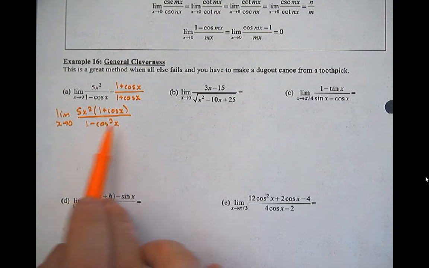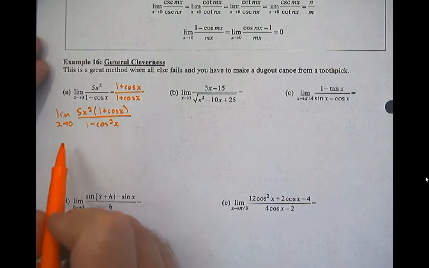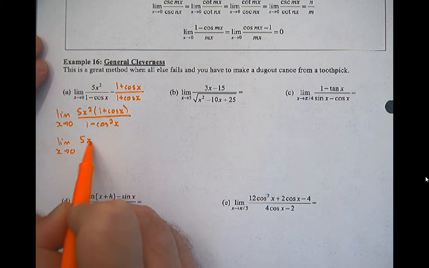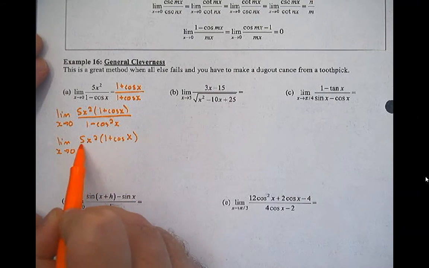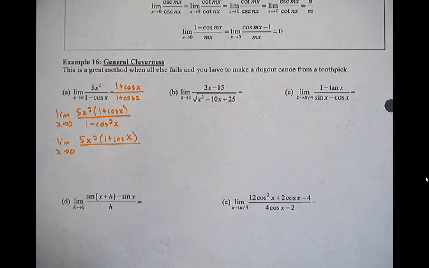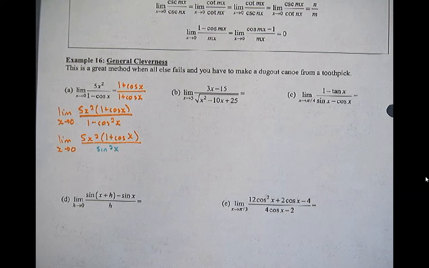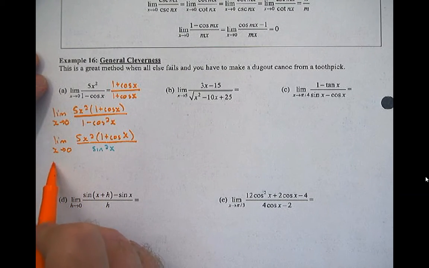Now, do you see something here? I see it. I don't know how to get you to see it. This becomes the limit as x approaches 0 of 5x squared times 1 plus cosine of x over sine squared of x. You remember that from your trig identities. Now I can organize this as a sine squared over an x squared, or a sine over an x, with my trig tricks.